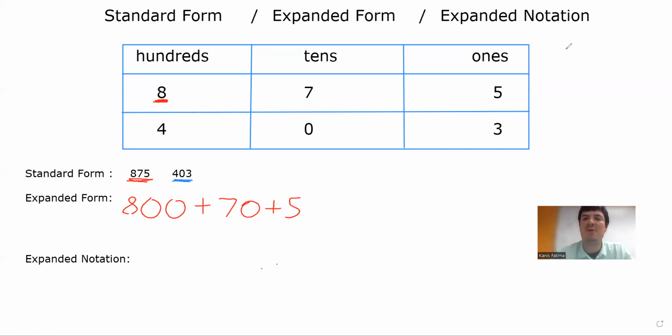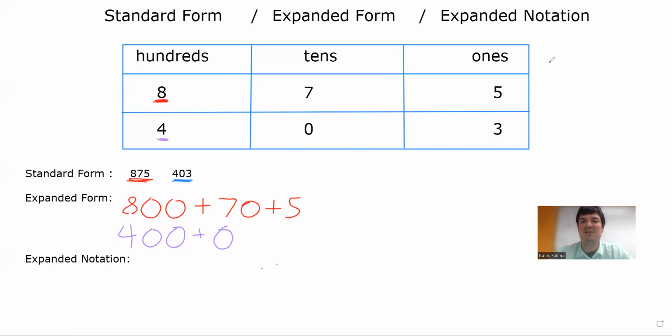Looking at my second number, 403. Again, I'm going to look at my first digit. 4 is in the hundreds column. So because I have 4 hundreds, I'm going to write 400. Now, if you notice, I have 0 in the tens column. That means I have 0 tens. So I'm going to write plus 0 because I have 0 tens.